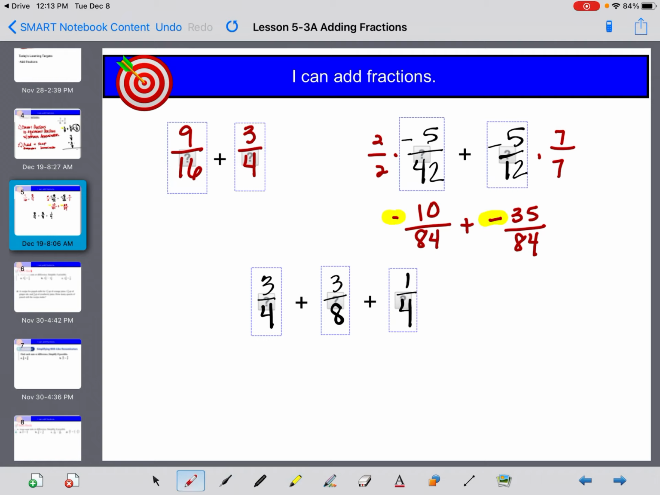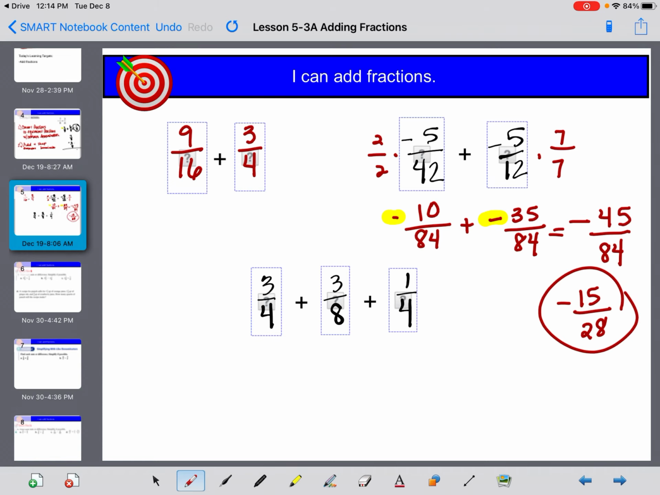Don't I add the two and keep the sign? So my answer, because I'm going more negative, 35 plus 10 is 45. Negative 45/84. Then I reduce it. I see that 45 and 84 are both divisible by 3 using my divisibility rules. 45 divided by 3 is 15. And 84 divided by 3 is 28.